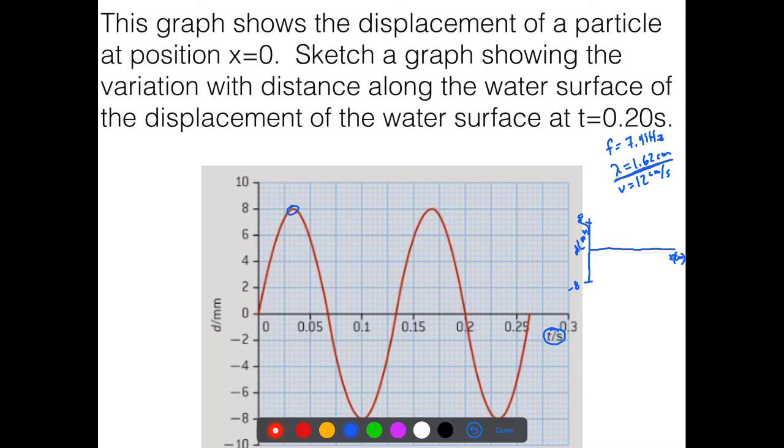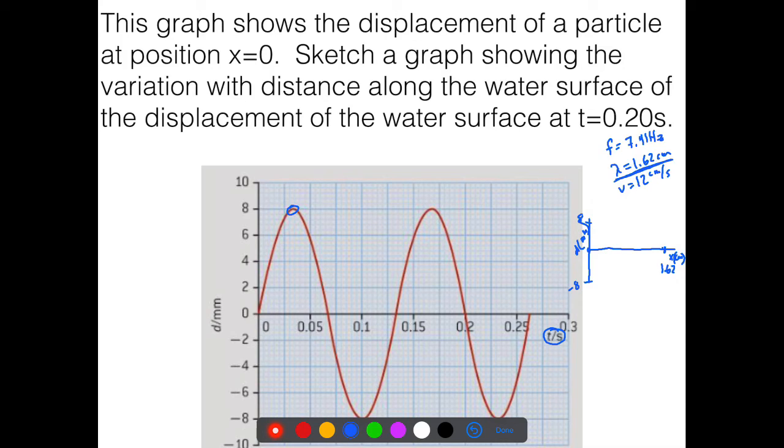And then we know that the wavelength is 1.62 centimeters. So the wave will have a wavelength of 1.62. So I'm actually going to mark this right here as 1.62 centimeters. I just need to make sure that between here and there, I complete a full wavelength. Now, the question is, where does that wave start?